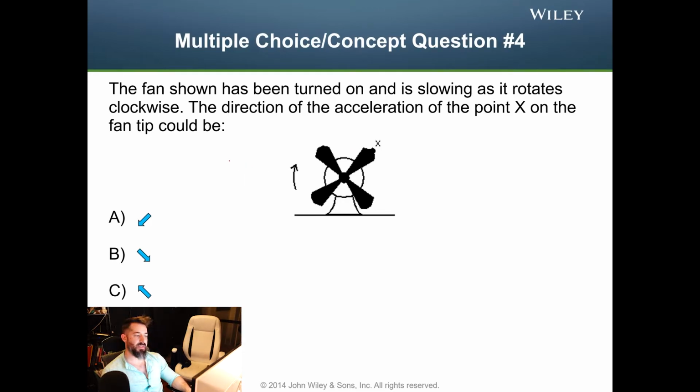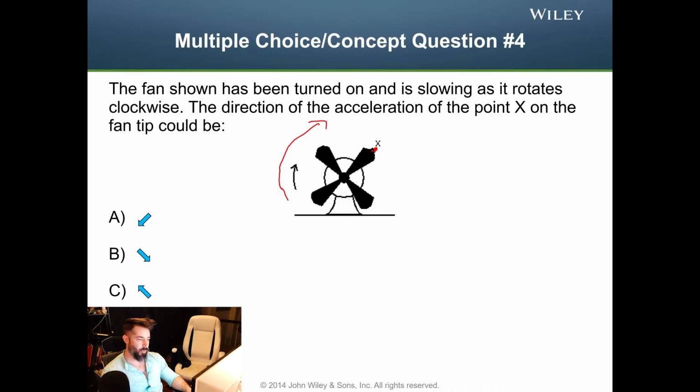But getting into this problem as an example: the fan shown has been turned on and is slowing as it rotates clockwise. So it gives you the direction of the arrow of our rotation. It's rotating around this way, clockwise, like a clock. The direction of the acceleration of the point X on the fan tip, so we're looking at a point right here, could be... So again, they're not saying which acceleration it is. Are we looking for centripetal acceleration, or tangential acceleration? It doesn't say. So already the problem's kind of flawed.